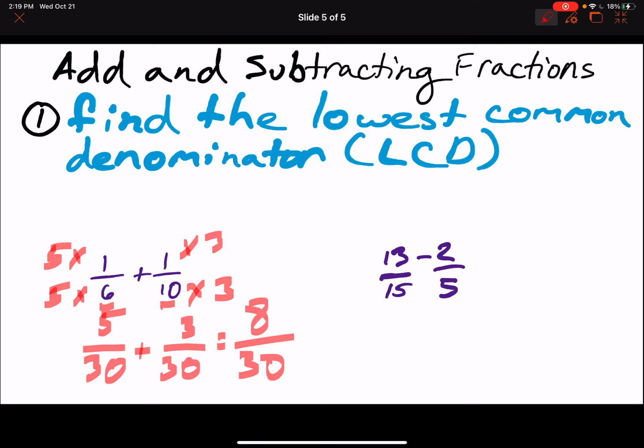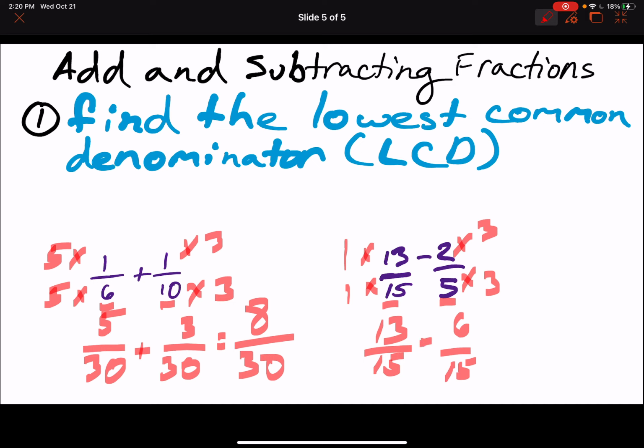Then I'm going to do this to this side as well, and I know that the lowest common denominator is going to be 15. I've multiplied this one by 3, so I multiply the top by 3, which gives me 6. Over here, I just multiplied by 1, so it remains the same. And now I'm going to subtract. So I have 13 minus 6, which is 7 over 15.